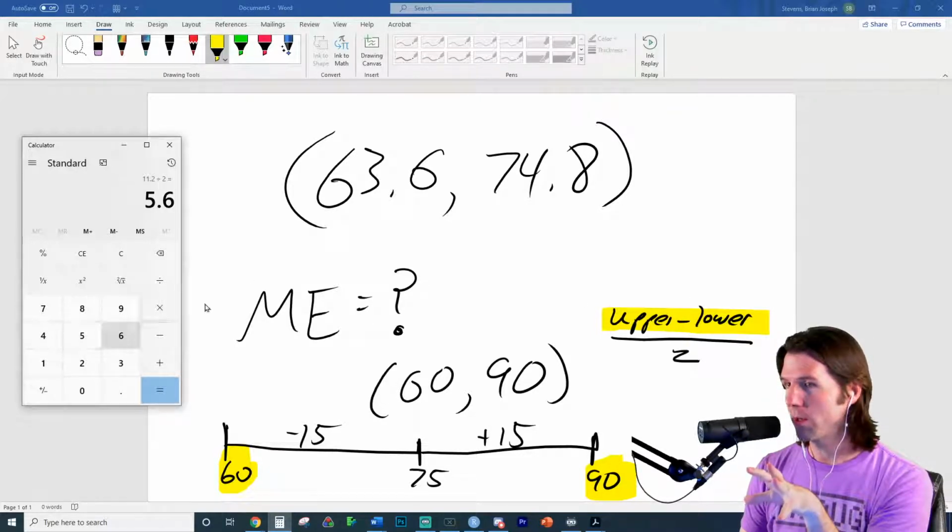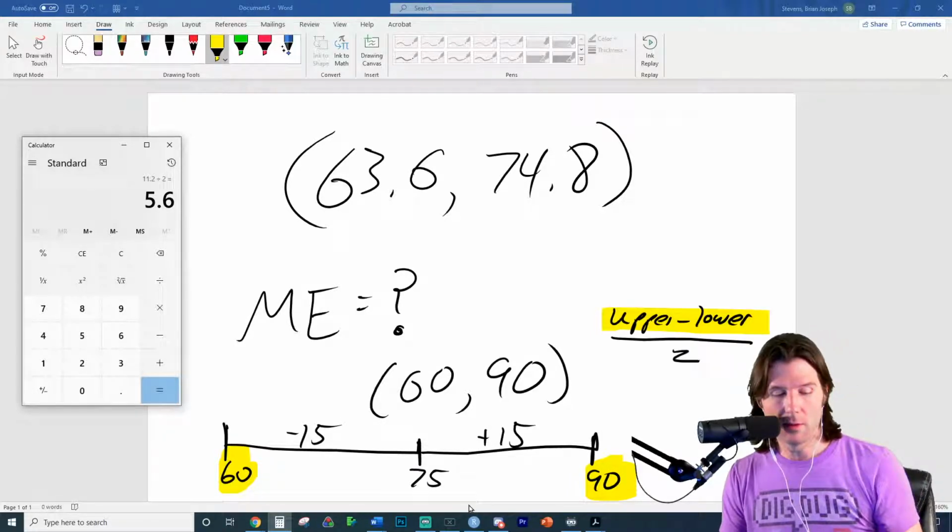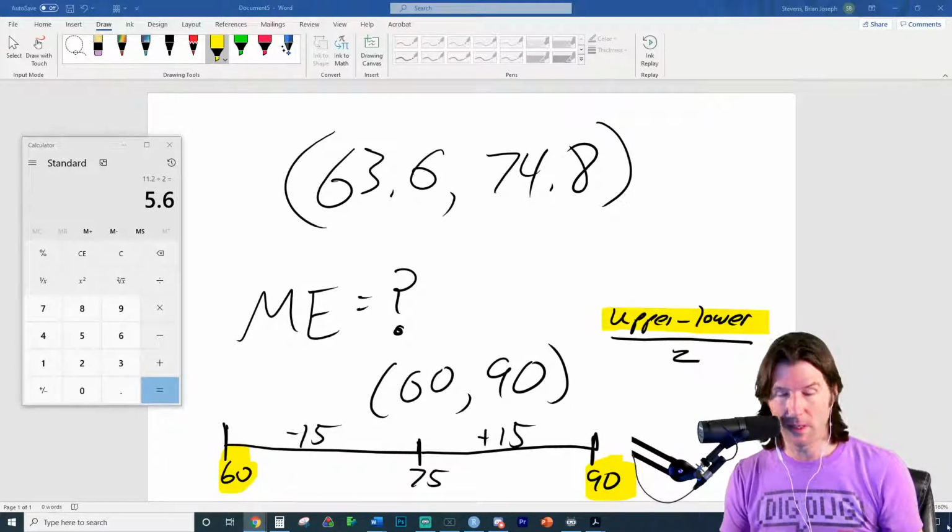So that's how we find the margin of error right here. Good practice on finding the margin of error. There was a question on where you have to go over, it was the adults graduating from high school. Okay, so let me go get this adults graduating from high school question.